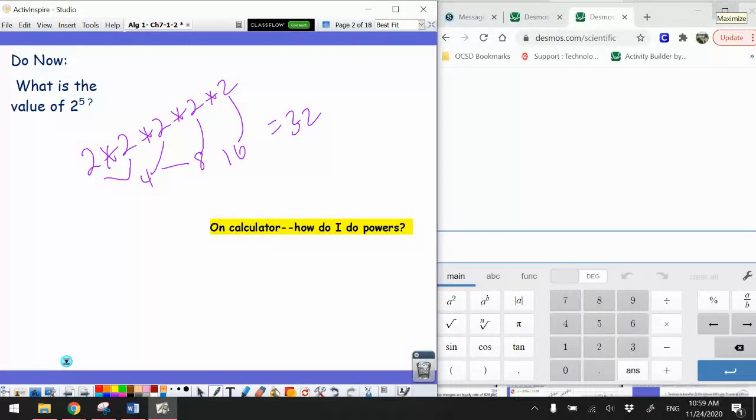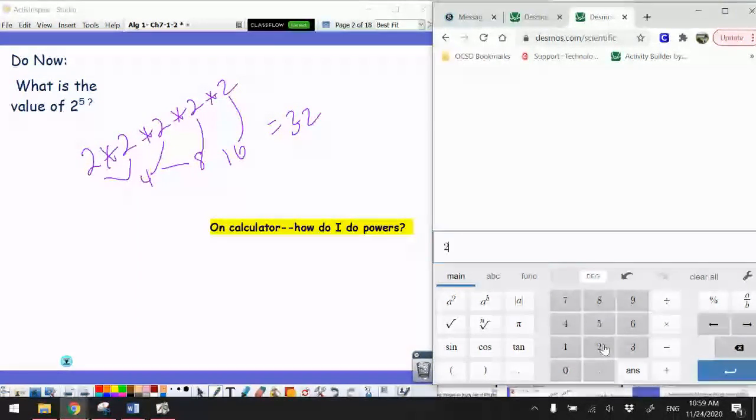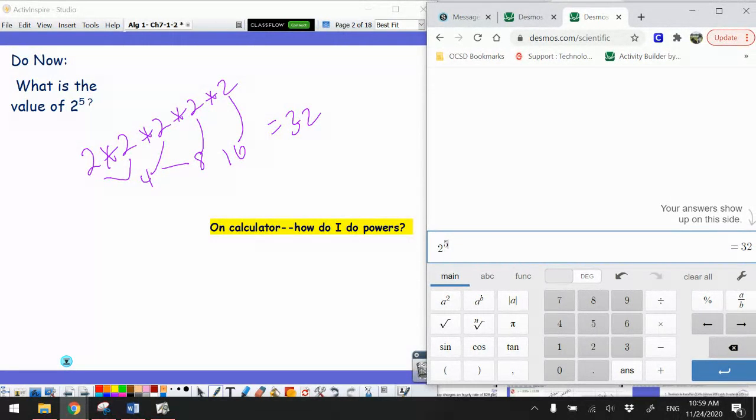Okay, so let's learn how to do this on the Desmos calculator. If I have 2 to the 5th, I am going to press 2, and then I am going to press this A to the B button, and see how it moves up in a power. I'm going to put a 5 in there, and you'll see that my answer is 32.